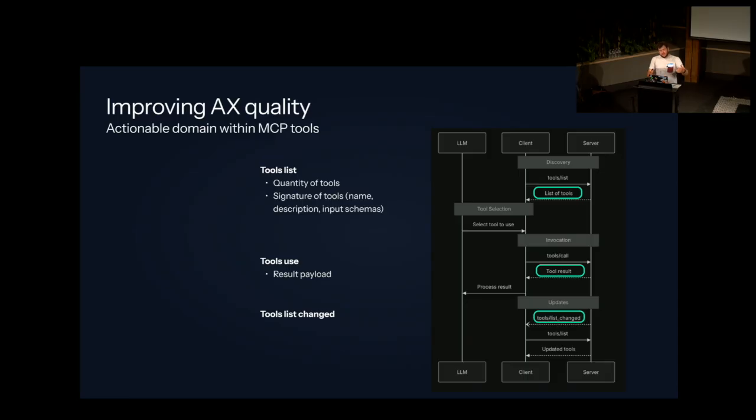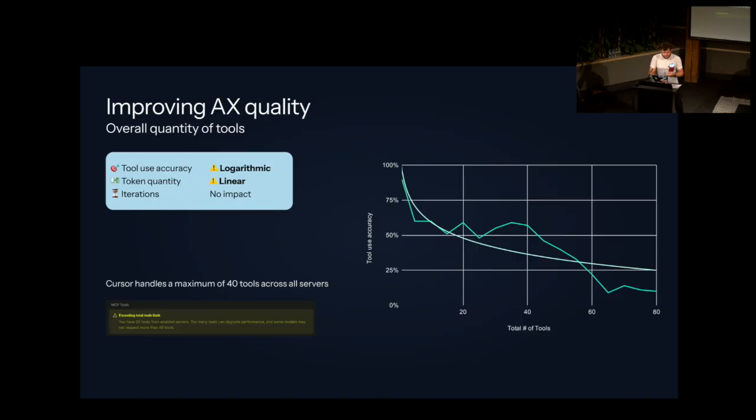There are 3 locations as an MCP server developer that you can act on to improve those various proxy metrics. During tool list, when you expose the quantity of interaction that an AI agent can have with your server. During tool use, when you respond with a payload to express the result of an operation. And during the sending of notifications to an AI agent saying that the list of tools has changed. Let's take a look at the first one.